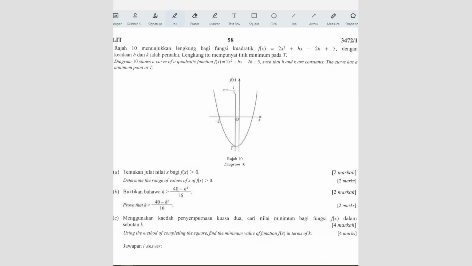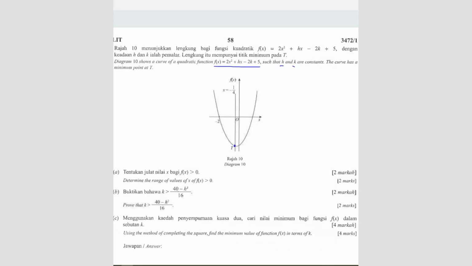Alright guys, question 14. Diagram 10 shows a curve of a quadratic function. So they gave you a quadratic function here such that h and k are constant. The curve has a minimum point at T. So this is the minimum point here.